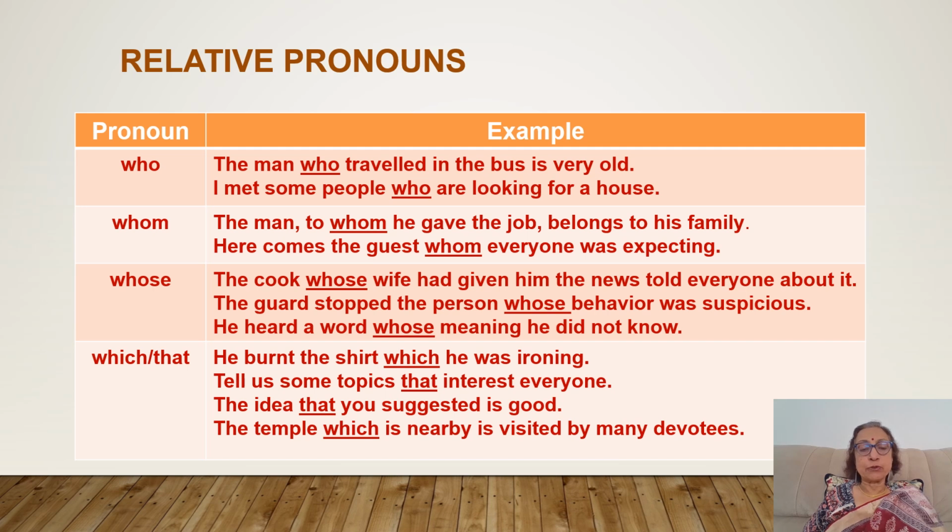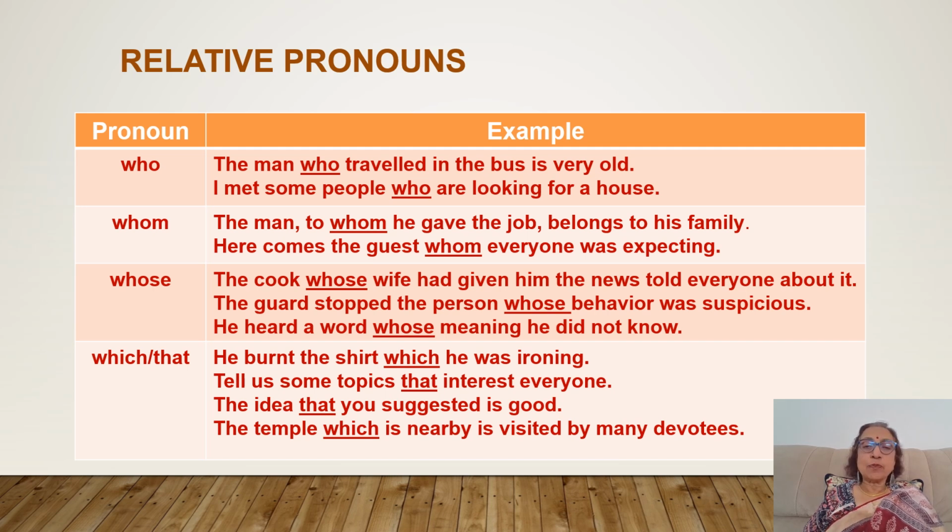Now we have whose. The cook whose wife had given him the news told everyone about it. Now the cook told everyone the news. His wife gave him the news. So his wife, you are replacing his and putting whose, which is the possessive form. But whose you can't put at the end of the sentence. You have to put it immediately after the cook. So the sentence is the cook whose wife. That is how we write.